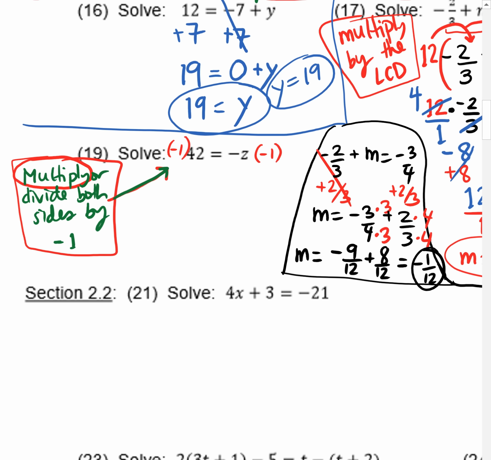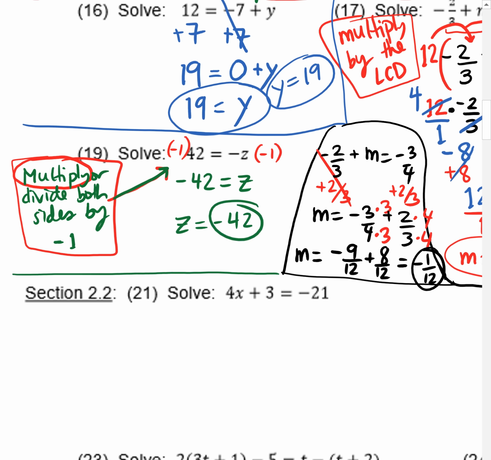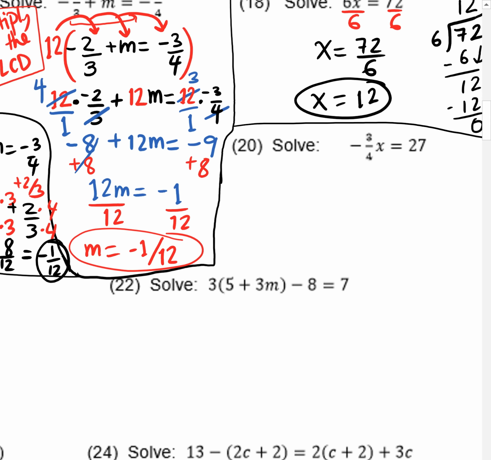That way on the left, negative 1 times 42 is negative 42. Negative z times negative 1 is positive z. So there it is. Z must be negative 42. Okay, not bad. Let's try the last one from section 2.1.